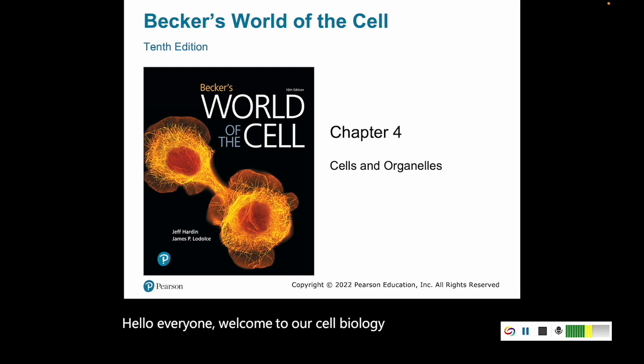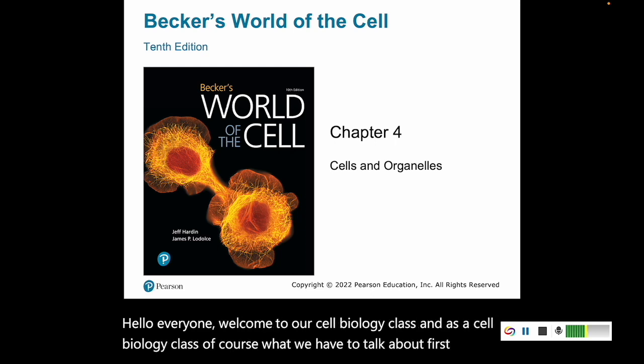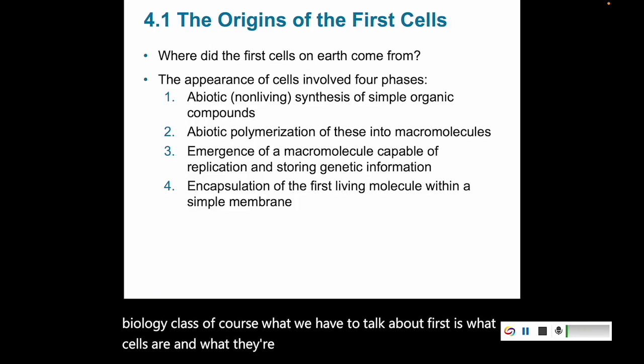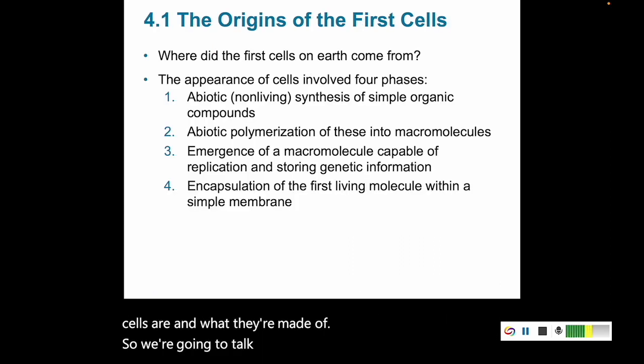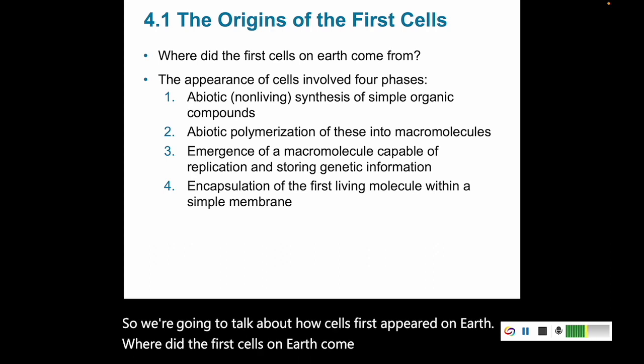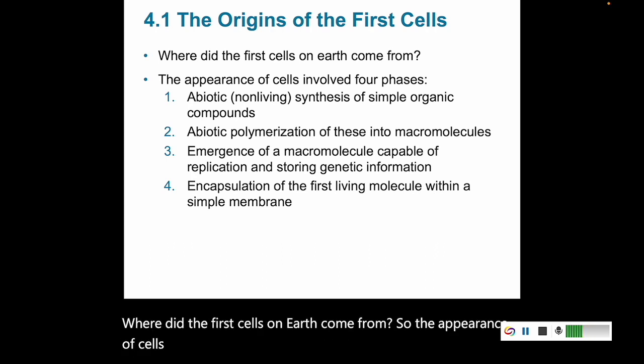And as a cell biology class, of course, what we have to talk about first is what cells are and what they're made of. So we're going to talk about how cells first appeared on Earth. Where did the first cells on Earth come from? So the appearance of cells involved four stages.